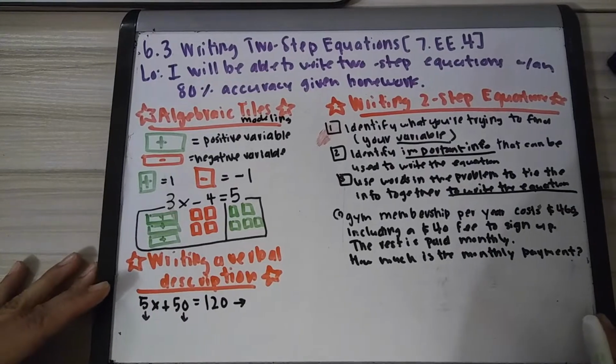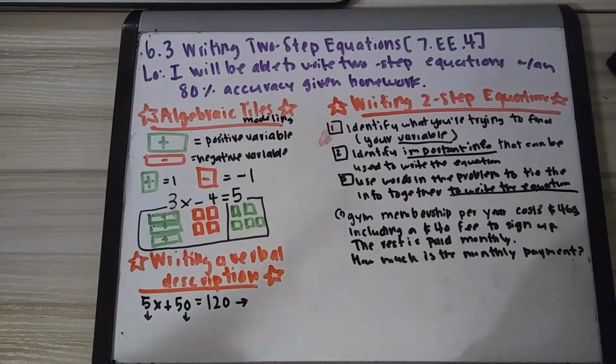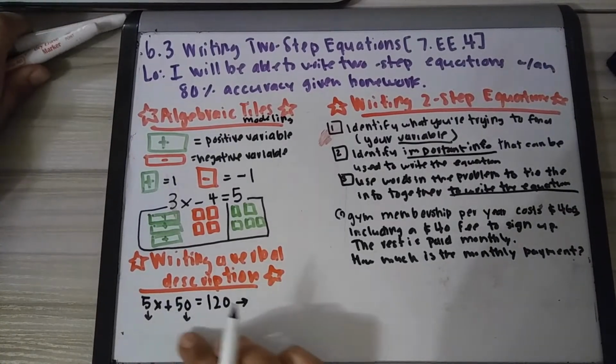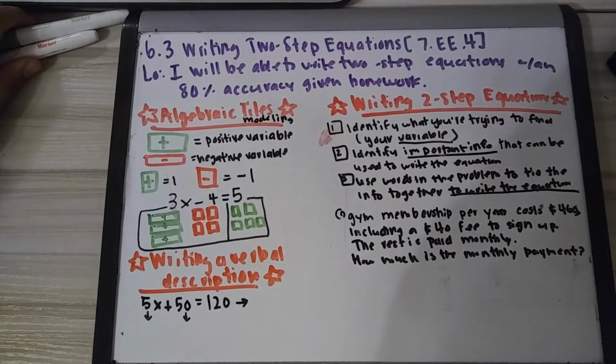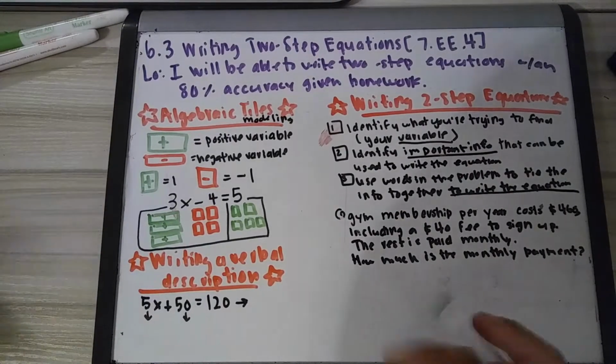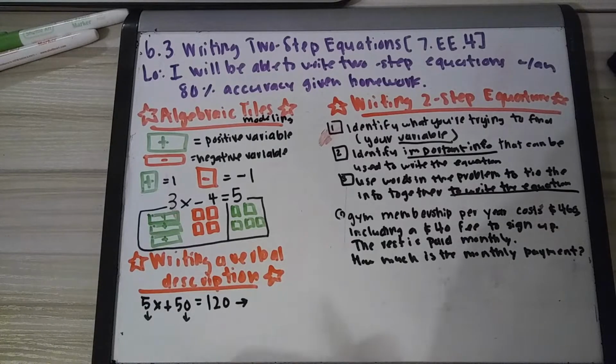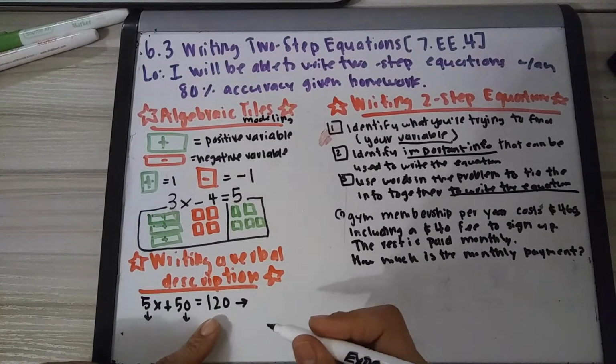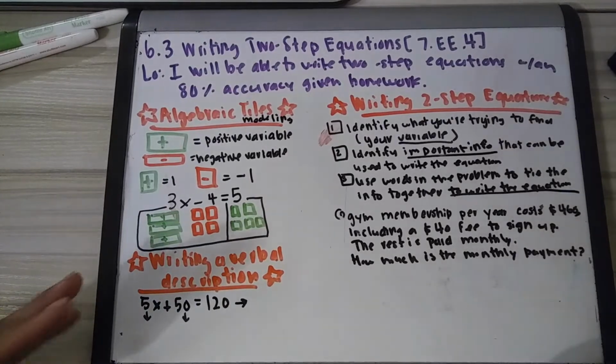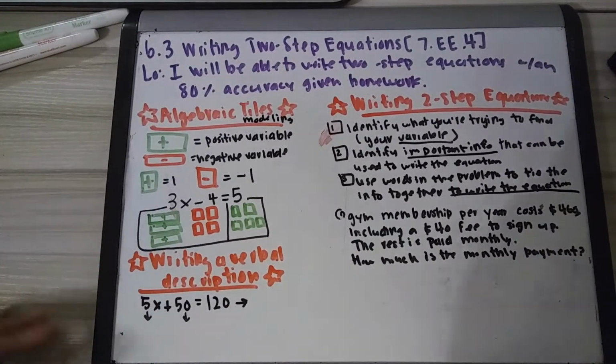Okay, here we go. Now we're going to go to writing a variable description of an equation. So for instance, if I have 5x plus 50 equals 120, I'm going to think that this is how much I'm paying to belong to an art studio on a yearly subscription or membership. So the 120 I can use as an example, and you can use anything else that you would like to.